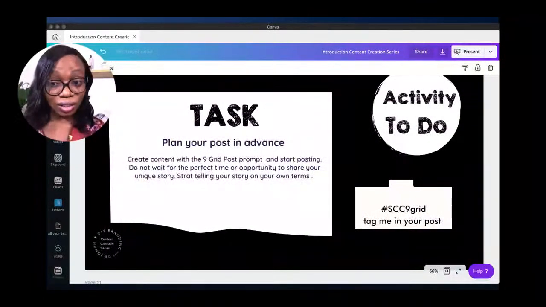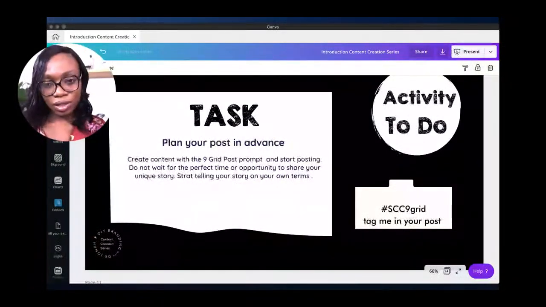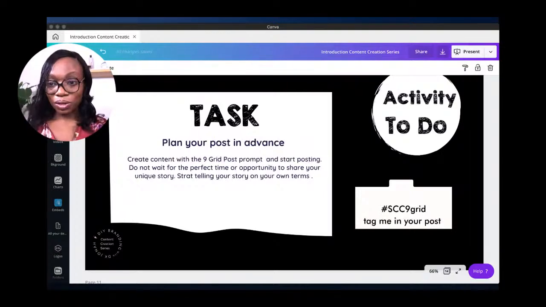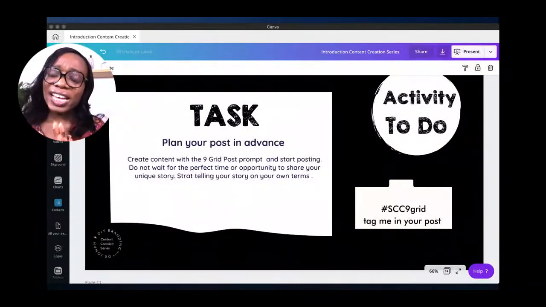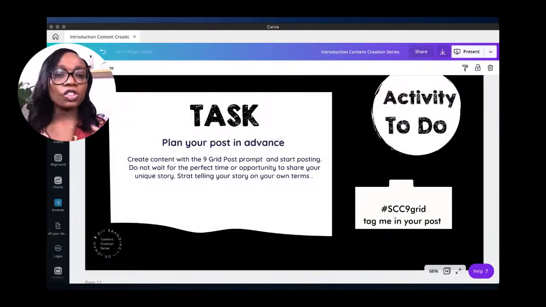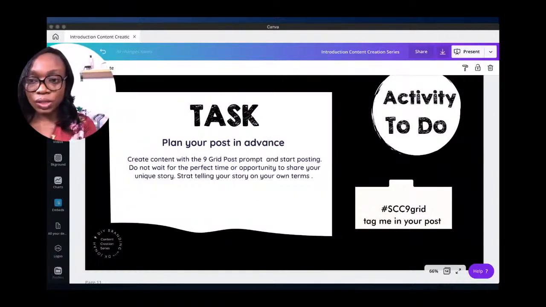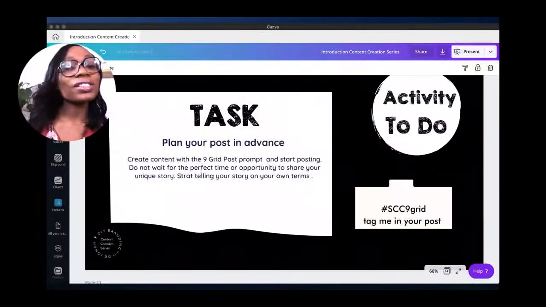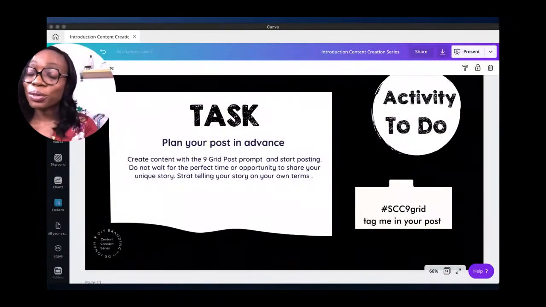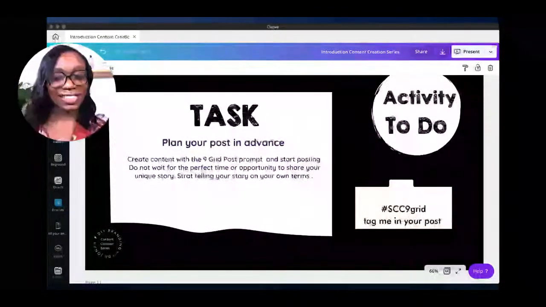So we have a hashtag for the week, and it's SCC 9 grade. That's what we're using. But your task is simply this: plan your post in advance. So that's why I said, do you need the whole of Sunday to plan your post and we start posting on Monday? Or do you need the rest of today to plan your post and we start posting tomorrow? I will let you decide before I get to the last slide.